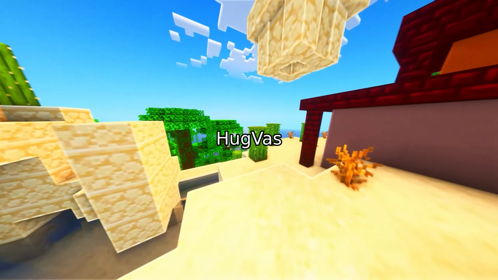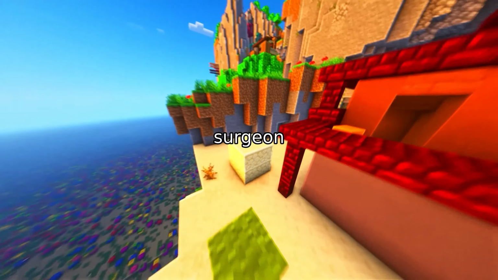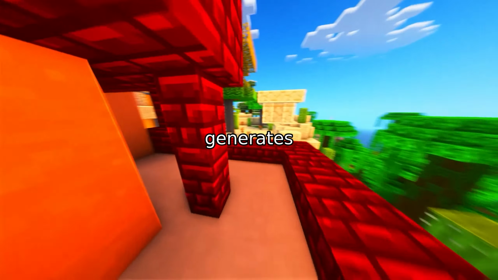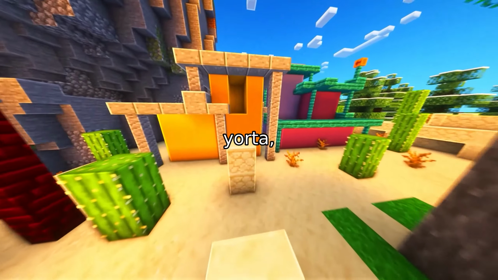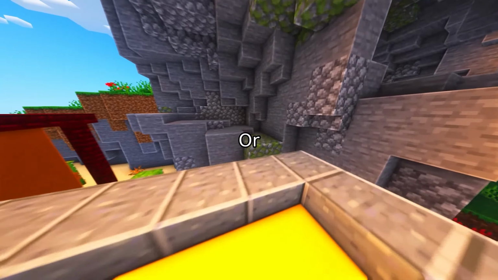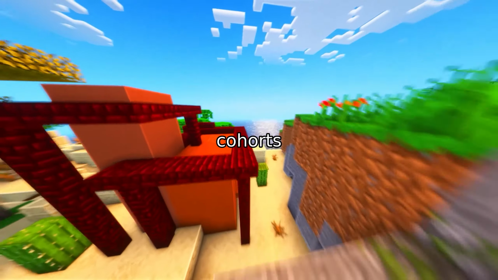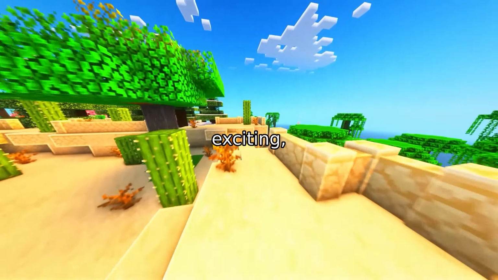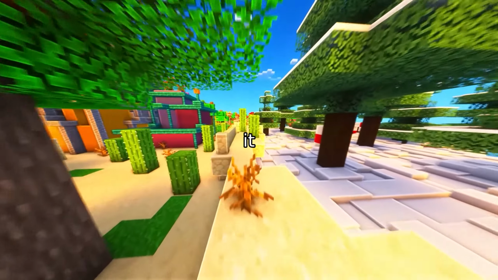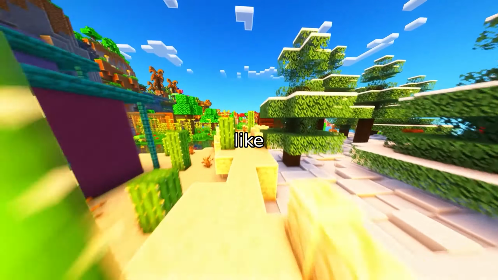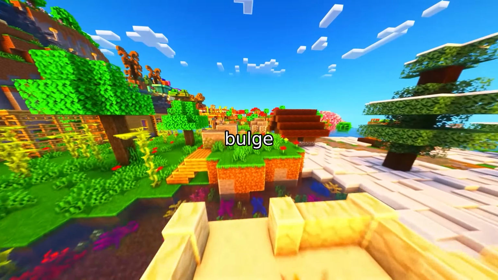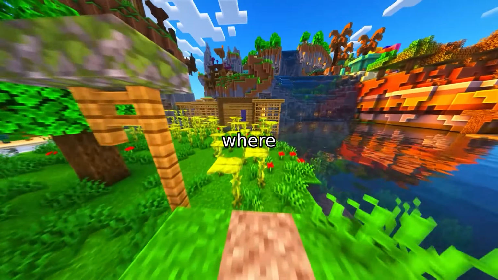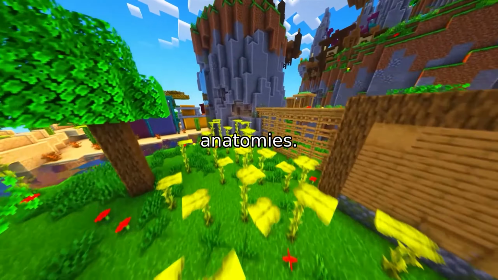The applications of HUG-VAS are transformative. Imagine a surgeon using a semi-automatic tool to trace a few points on a CT scan, and the system generates a full, accurate 3D model of the aorta. No more tedious manual editing. Or researchers creating synthetic patient cohorts to test new treatments without risking real data. Even more exciting, HUG-VAS can handle zero-shot conditions, meaning it can generate shapes based on vague prompts, like make this artery more curved or add a bulge at the bifurcation. This level of control opens the door to personalized medicine, where models are tailored to individual patients' anatomies.